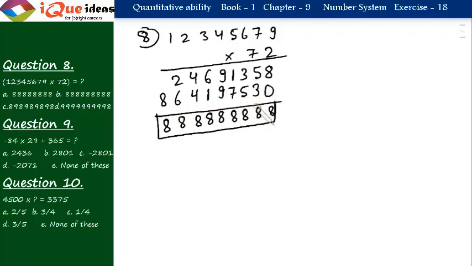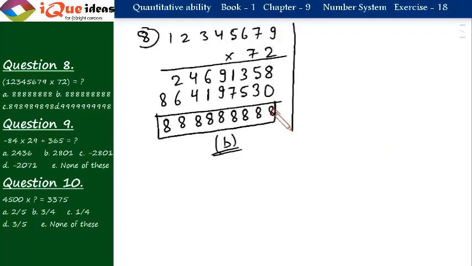Now the tricky part is the number of 8s. So count how many 8s there are: 1 2 3 4 5 6 7 8 9. Now look at the options. The first option has 1 2 3 4 5 6 7 8 8s. The second option has 1 2 3 4 5 6 7 8 9. So option B is the correct answer, right? So this was a slightly tricky question.